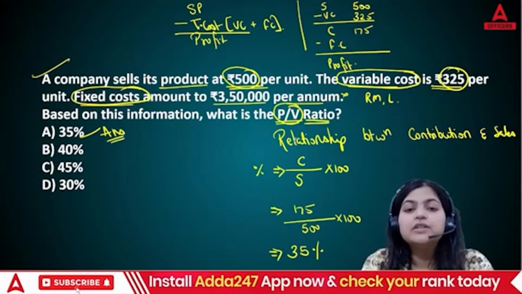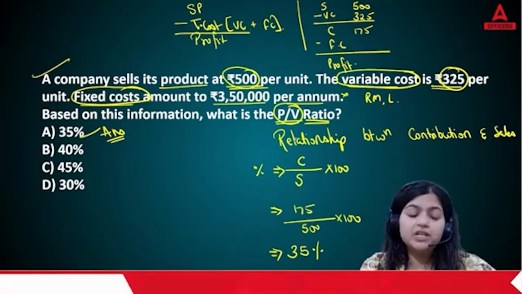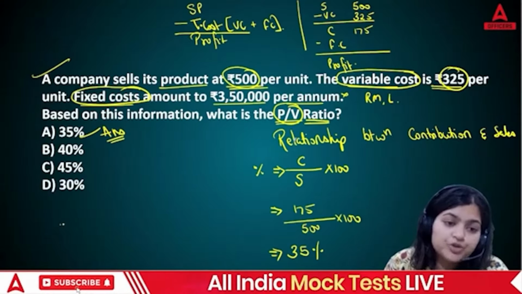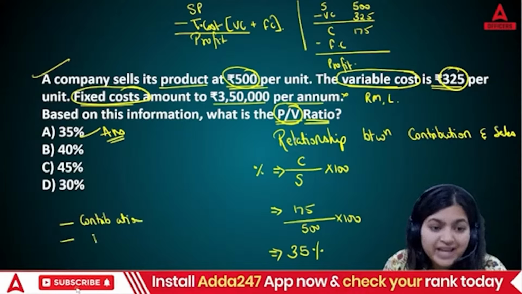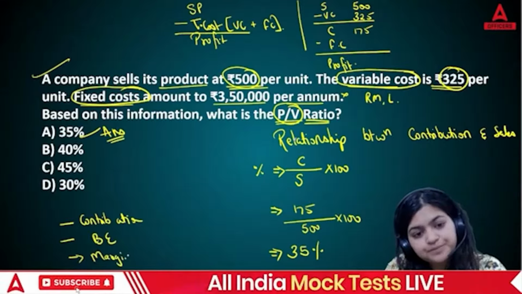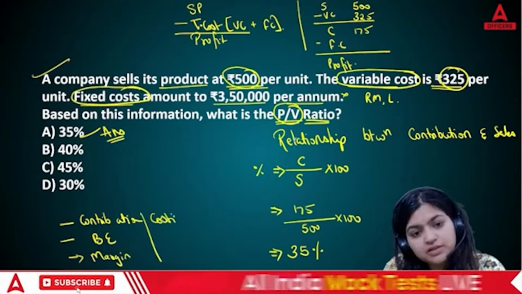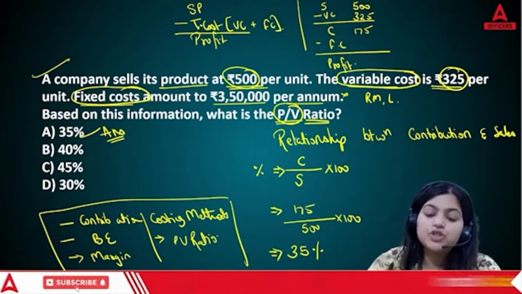Okay everyone, remember from module D you have some important numericals. Your contribution calculation is very important, break even calculation, then margin of safety calculation, costing methods calculation, these are very important. Then PV ratio calculation. So you need to remember these formulas, especially from module D.